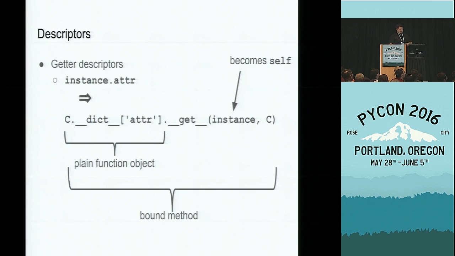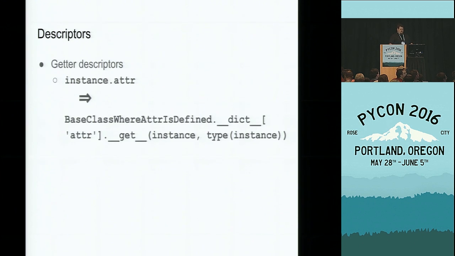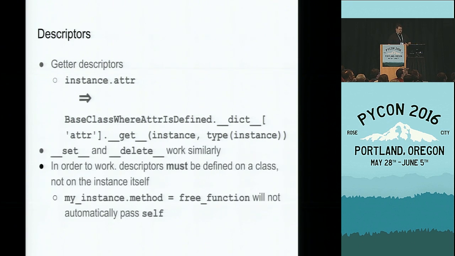This repeats up the class hierarchy, and so just to be clear, you have a base class perhaps where the attribute's defined, but you actually get the type of the current instance passed in. That's really for historical reasons. It doesn't actually help you because you have the instance, but that's how lookup works when descriptors are involved.